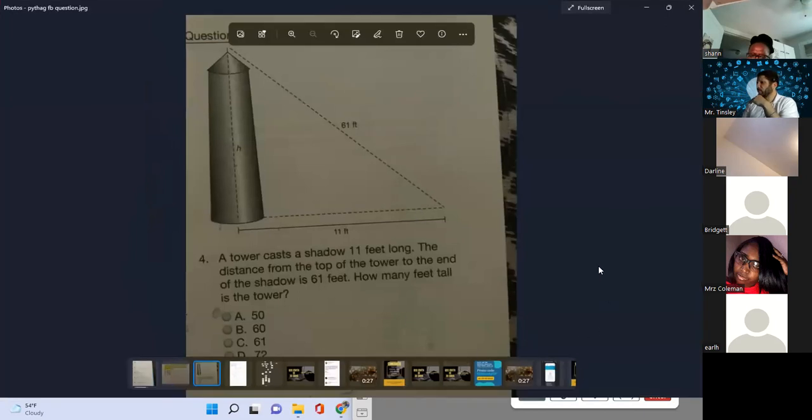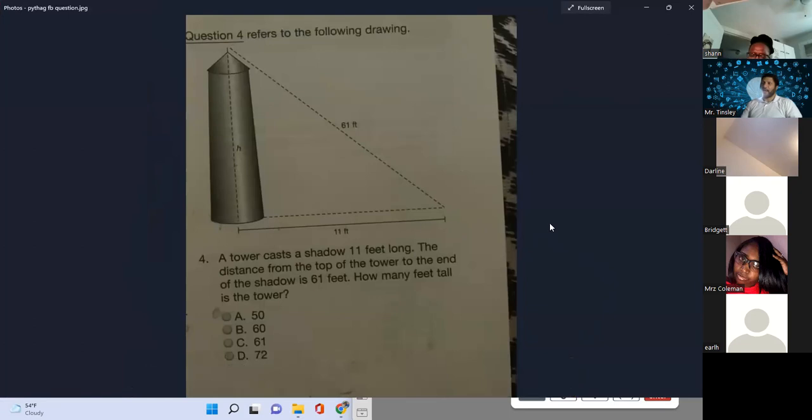How do I move this? So it says, a tower casts a shadow 11 feet long. The distance from the top of the tower to the end of the shadow is 61 feet. How many feet tall is the tower? I don't know, I'm going to figure that out. That's what you're probably saying. Does anybody know how to figure out this problem?